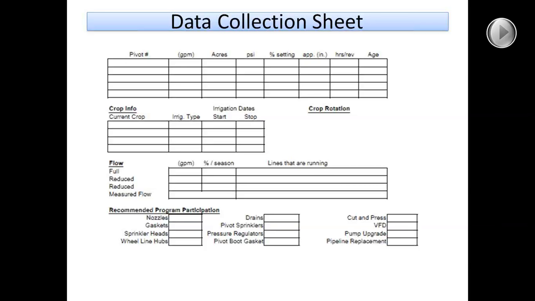We just may look at the system. If there's something that's obvious that we would recommend on our initial site visit, we'll mark it here. If the sprinklers or the nozzles and gaskets are 20 years old, we would mark those. If the sprinkler package is really old, we've marked it probably needs to be replaced. And it just kind of depends on what we see on the system.